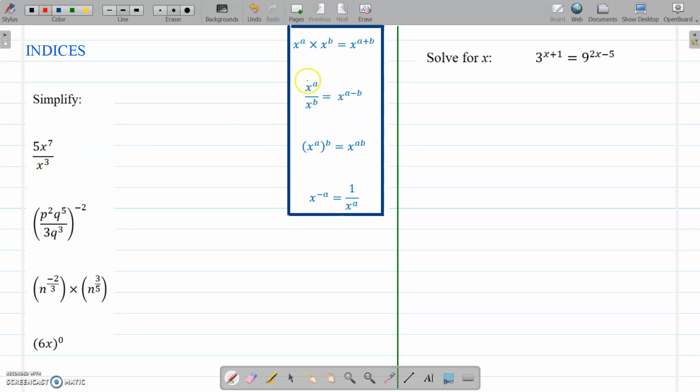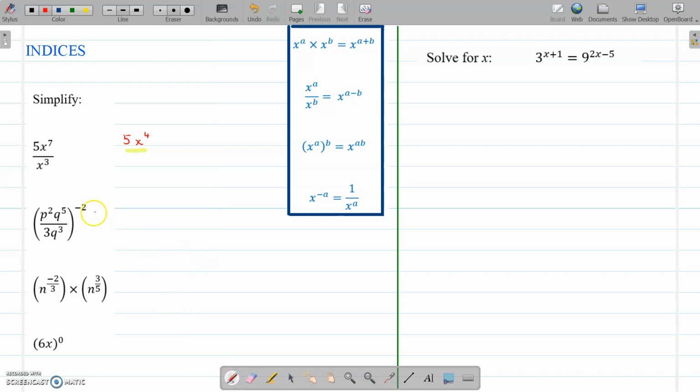And if we look at this rule here, we can see that we need to subtract the powers to give us x to the 4. So the answer to the first one is quite simply 5x to the power 4. And there's not really any working out you can do to go with that one. Okay, likely just to be 1 mark in an exam question.